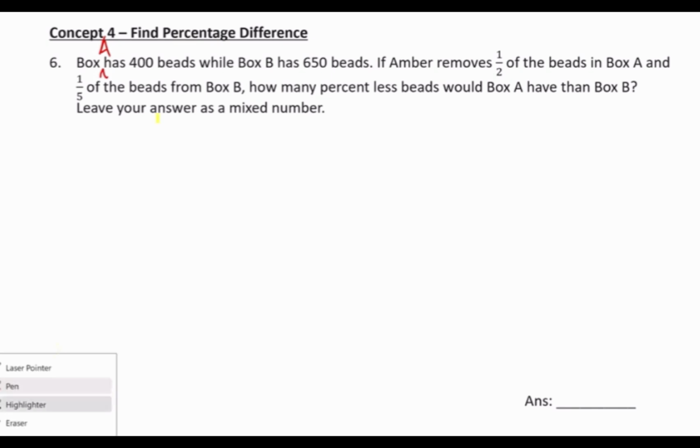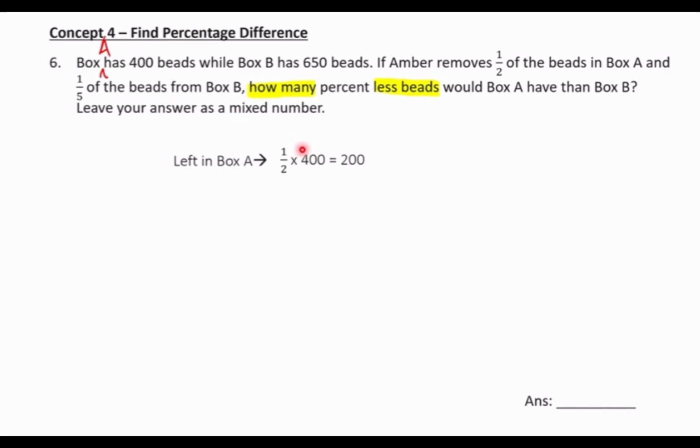Okay, I want you to focus on how many less beads would A have than B. We're talking about the number of beads left, right? How many less beads left? How many beads will there be left in box A? We are removing half of the beads in A, so the amount left is also half. So half of 400 is half times 400.